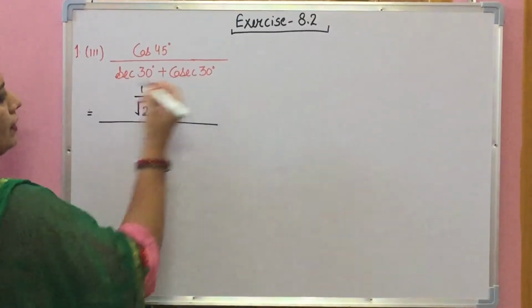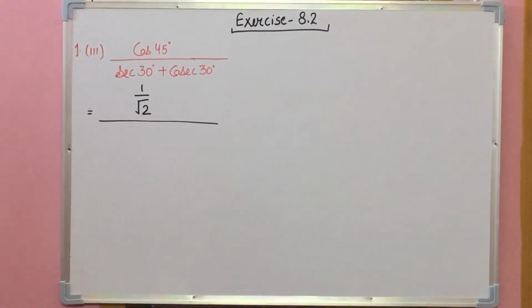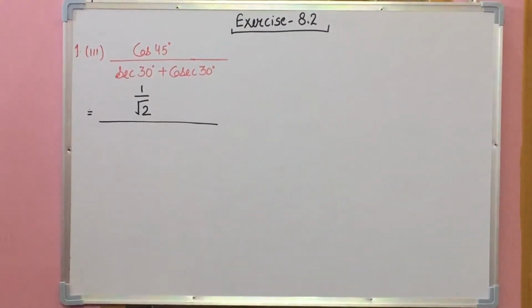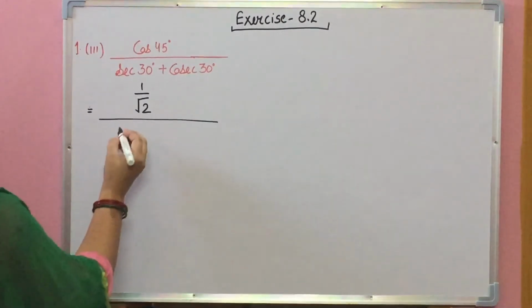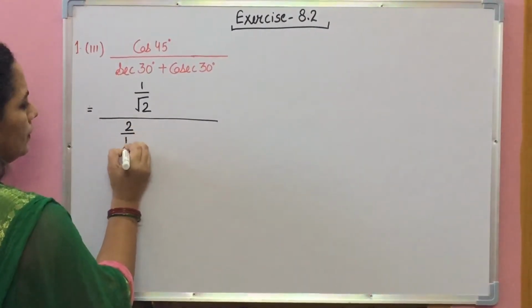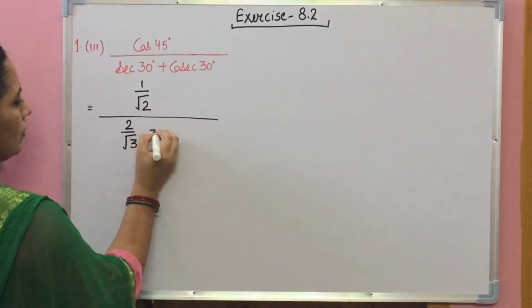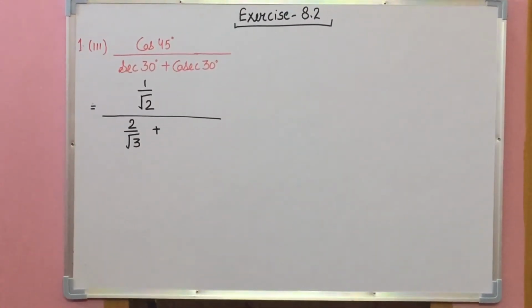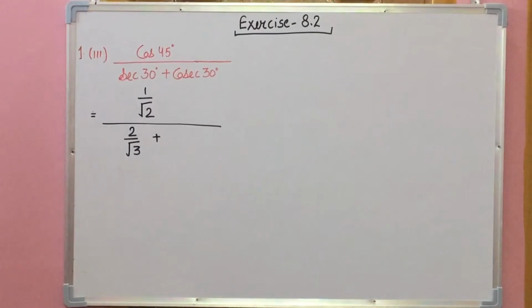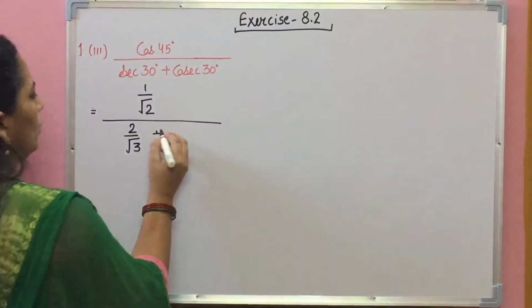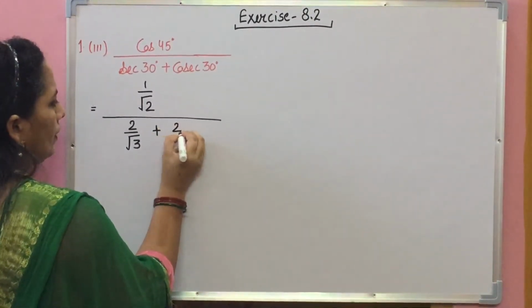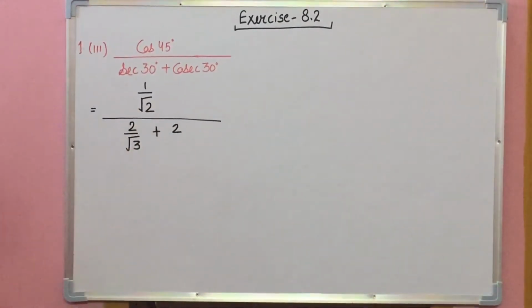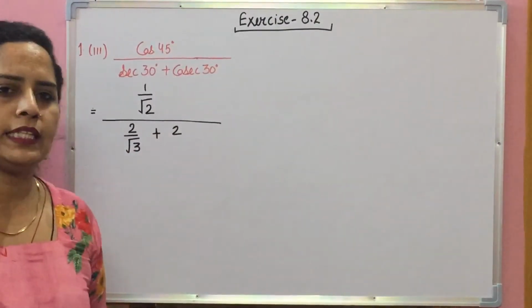In the denominator we have secant 30, which is the reciprocal of cos 30, and which is equal to 2 by square root of 3. Next is cosecant 30, which is the reciprocal of sin 30, and which is equal to 2. Now we will do the solution. How can we solve this term?